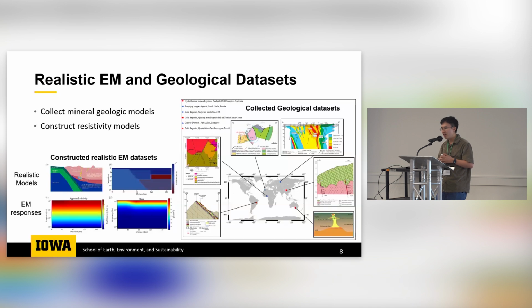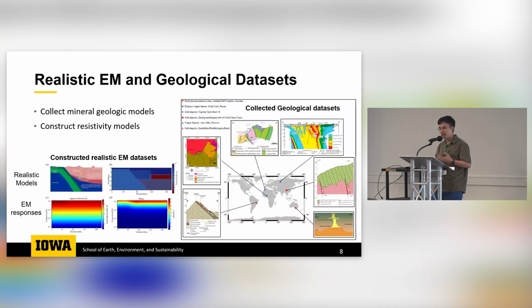Our approach is, first, we collect lots of geological data sets from published papers or materials, and we digitize all these geological models. We collected about hundreds from papers and materials from all over the world, as shown in the figures on the right. Next, we convert those realistic geological models to the resistivity models we need in the electromagnetic simulations. Then we use a very good simulator to simulate all of these EM responses. So we build the whole data set we need for training.